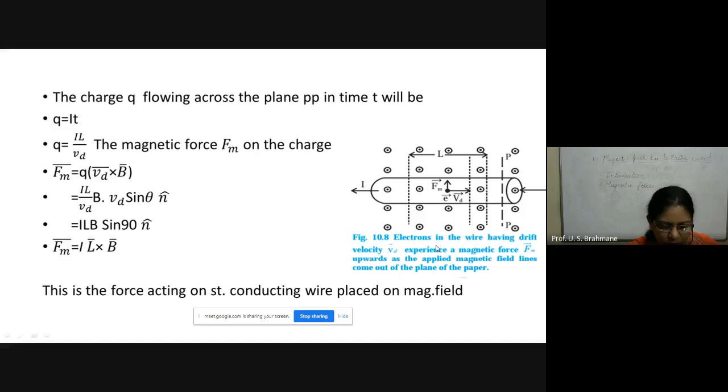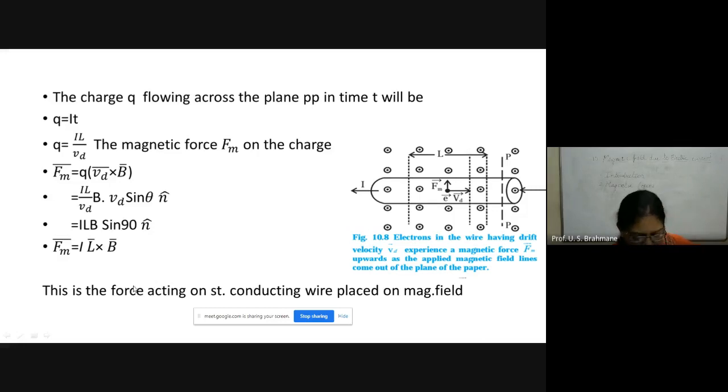So this is the force which is perpendicular to it, Fm. Electrons in the wire having drift velocity Vd experience a magnetic force Fm upwards as the applied magnetic field lines come out of the plane of the paper. So you can see that. This is represented, and if it is inward, it is shown by a circle and a cross inside. This is outward, exactly towards us. So this is the force Fm equal to I L cross B. This is for the straight wire, the force acting on a straight conducting wire placed in a magnetic field.